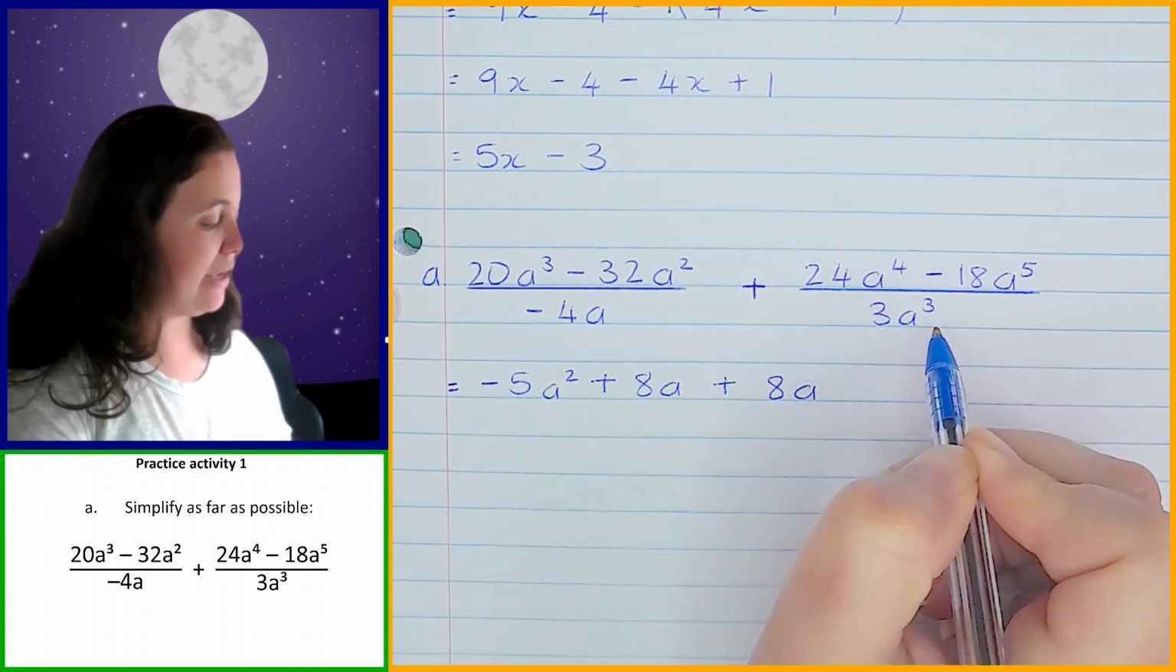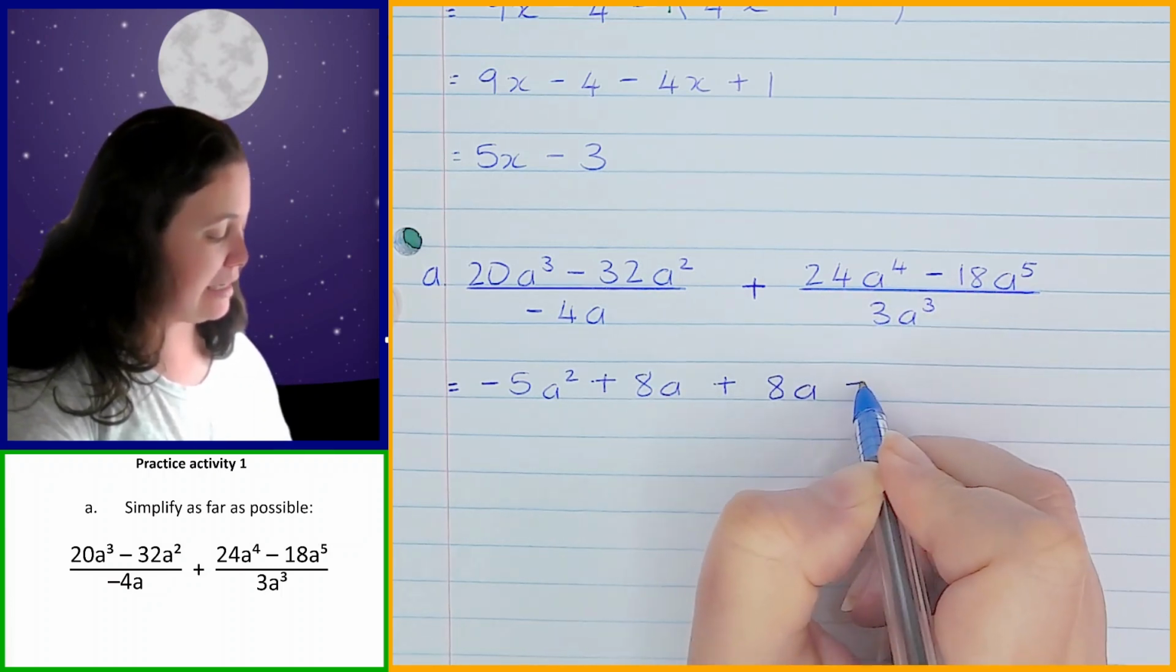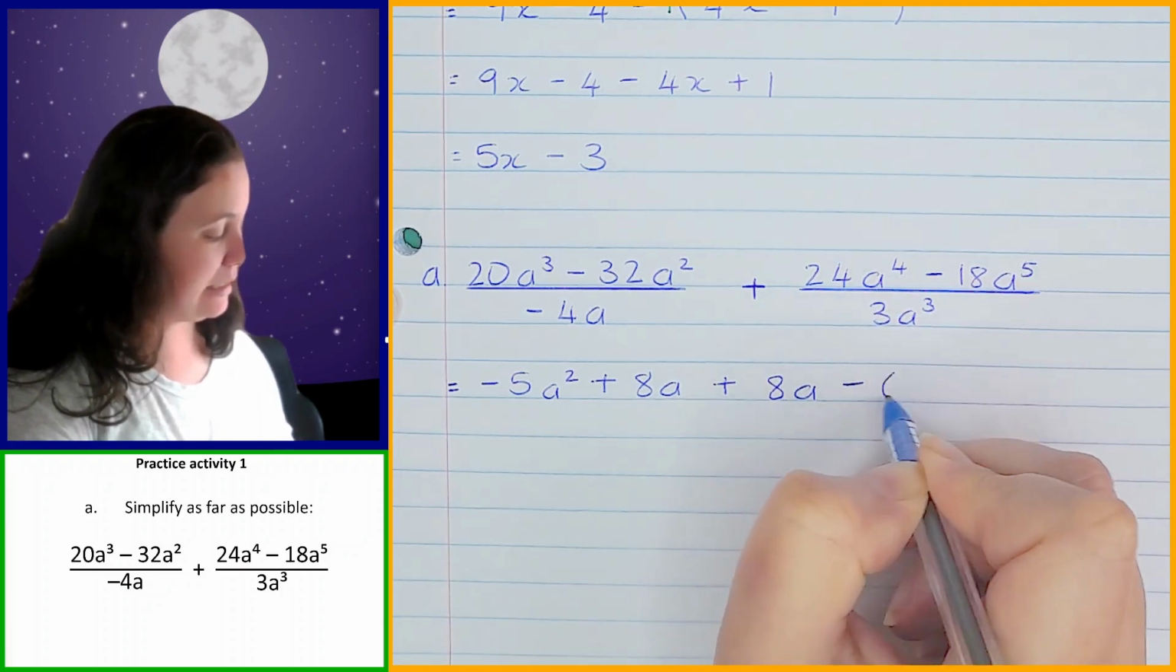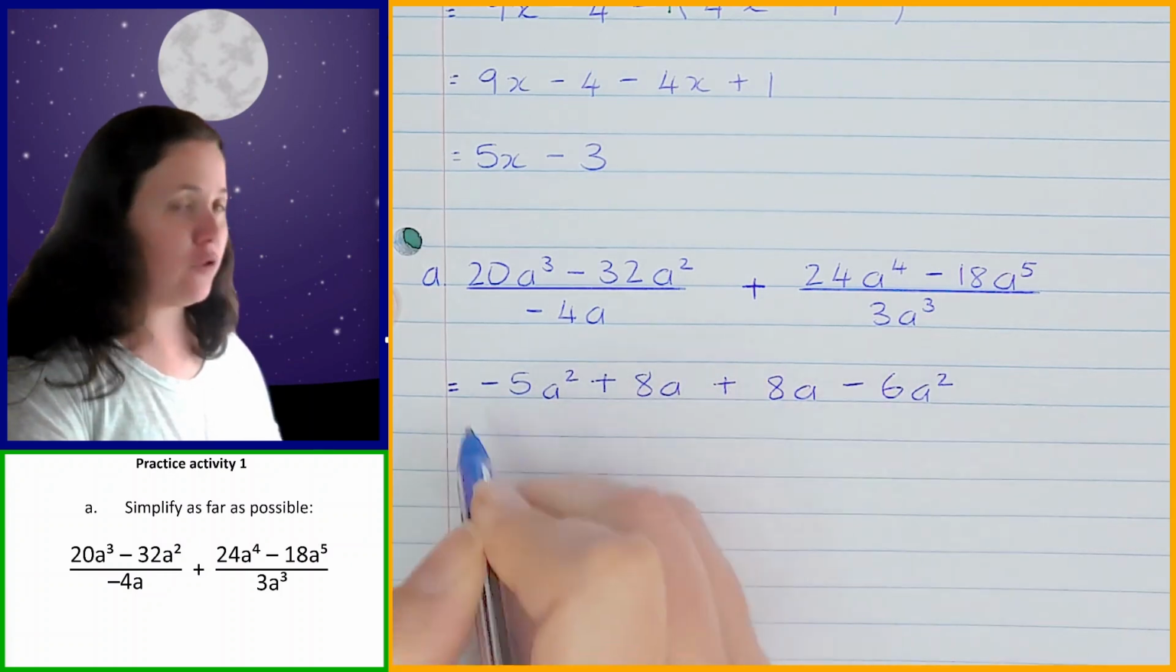Then I've got negative 18a to the power of 5 divided by 3a cubed, and negative divided by positive is negative. 18 divided by 3 is 6, and a to the power of 5 divided by a cubed is a squared. Okay, so that's what you should have got when you did all the division.